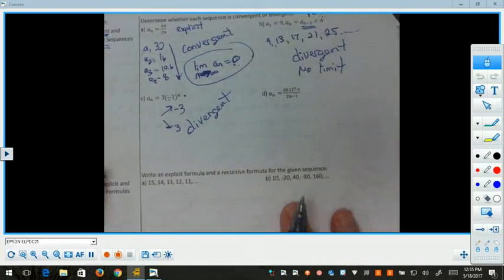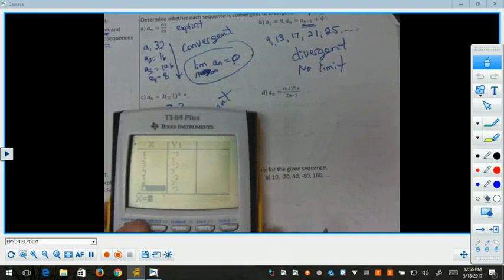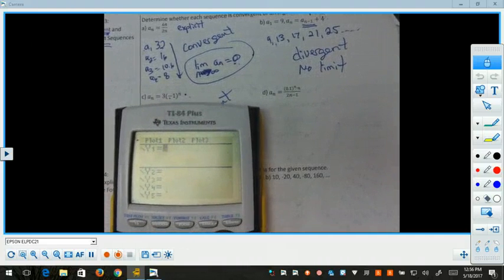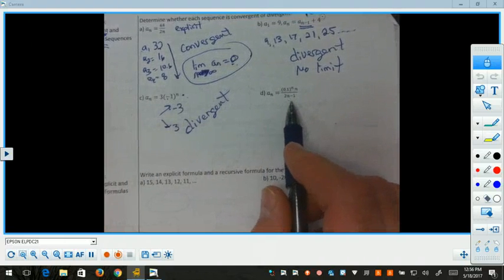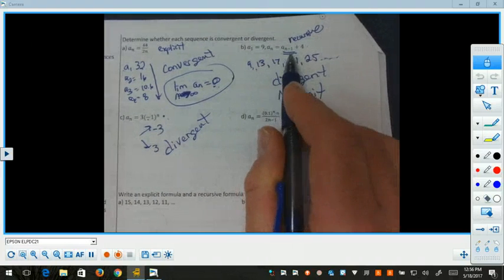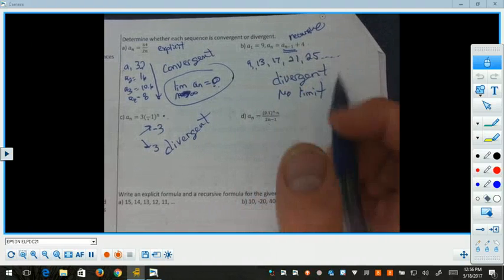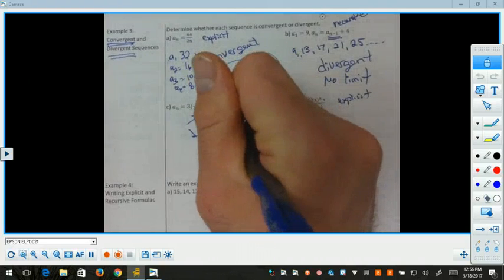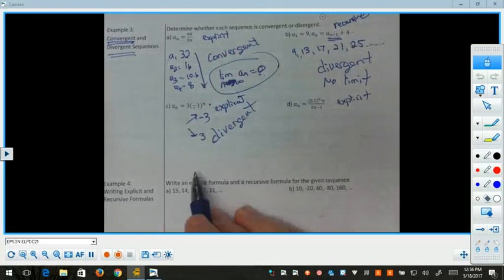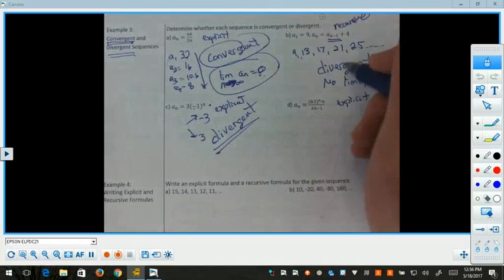For letter D, that one is an explicit formula. So again, you could use your calculator. You would do 0.1 to the x power times x divided by, and I have to put this in parentheses, 2x minus 1. Now, some of you said, well, there's an n minus 1, but that's not a sub n minus 1. A sub n minus 1 is the previous term. So this is an explicit formula also. So both C and D were explicit. But again, the question is whether they're convergent or divergent.